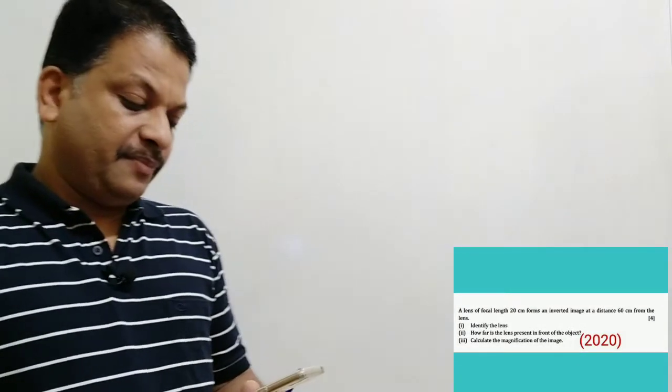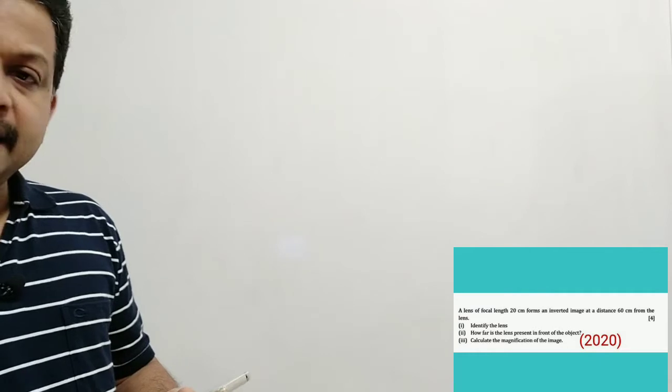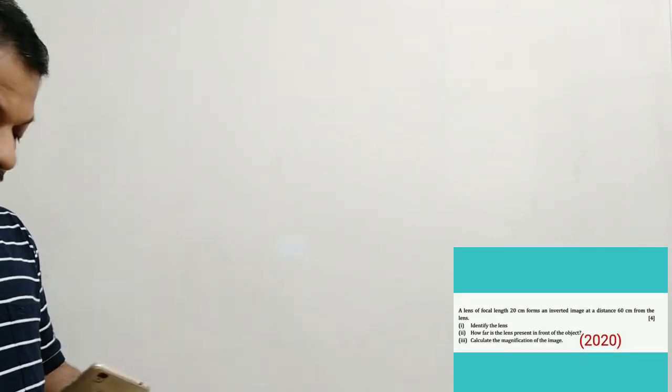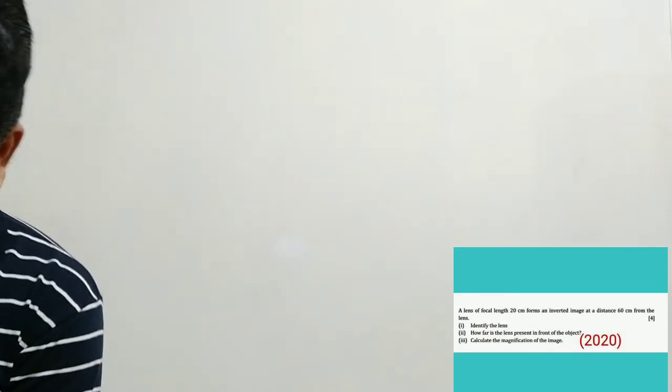The question is here. A lens of focal length 20 centimeter forms an inverted image at a distance 60 centimeter from the lens. First, identify the lens. Second, how far is the lens from the object? Third, calculate the magnification of the image. So question year 2020, this is a lens formula related numerical. It is being asked for 4 marks.